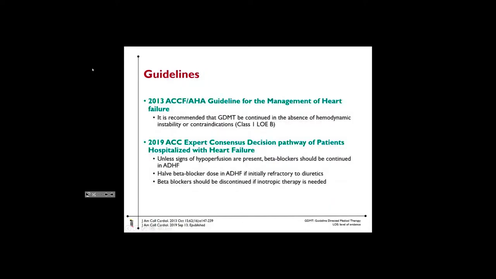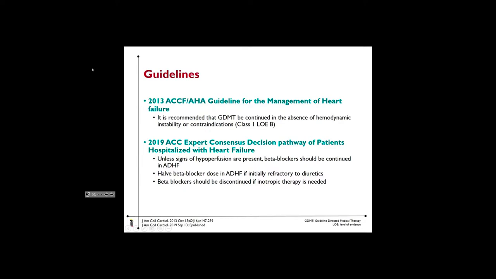Some of the guidelines on this issue. So in 2013, we have our heart failure guidelines, and they recommend that guideline-directed medical therapy, which includes beta blockers, be continued in the absence of hemodynamic instability or other contraindications such as symptomatic bradycardia or any end organ dysfunction. And then more recently, published just this month online, the 2019 ACC Expert Consensus Pathway on hospitalized heart failure patients. And this is really important because we don't have a lot of guiding literature on this topic compared to a lot of the other things in our clinical specialty.